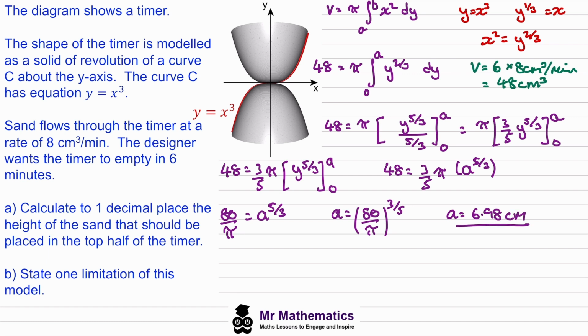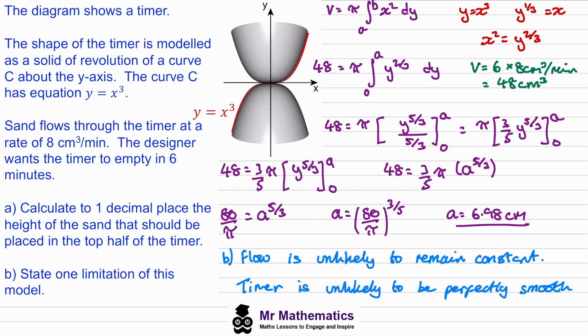Okay? For part B, state one limitation of this model. Well, we could say that the flow is unlikely to remain constant. We could also say that the timer is unlikely to be perfectly smooth. Okay?